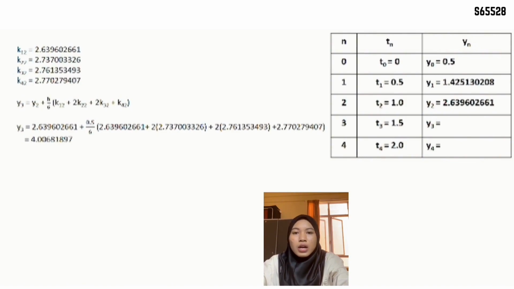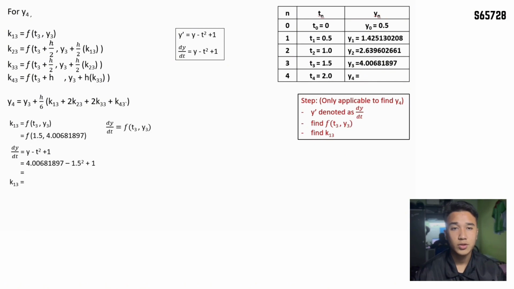4.00681897. So I proceed to my friend to find the y4. So I want to continue for my part, which is to find the value of y4. So if you want to find y4, you must know the value of k13, k23, k33 and k43. For finding the value of y4, we use these four values in the equation of y3 plus h over 6 times k13 plus 2k23 plus 2k33 plus k43.